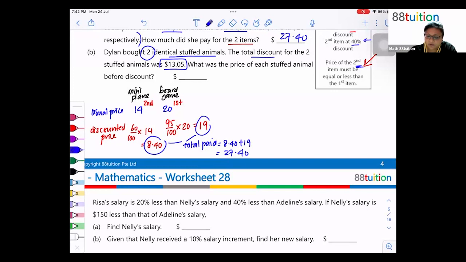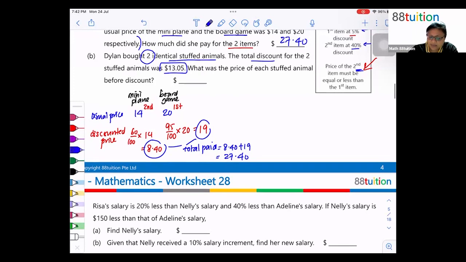Thank you, Evan. So now for part B, the first one, the discount given is 5%. For the second item, the discount given is 40%. Which means, what is the total discount given? If I add them up, it'll be 45%. All right.